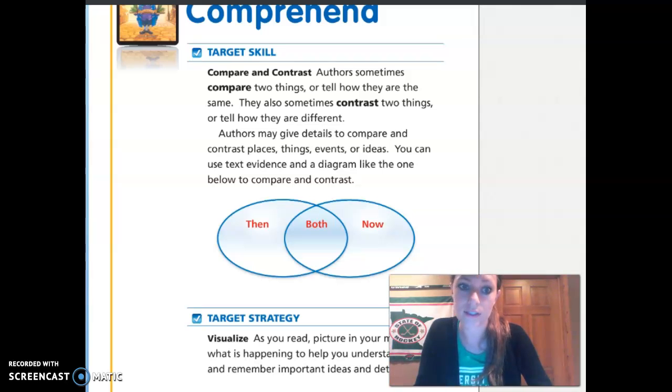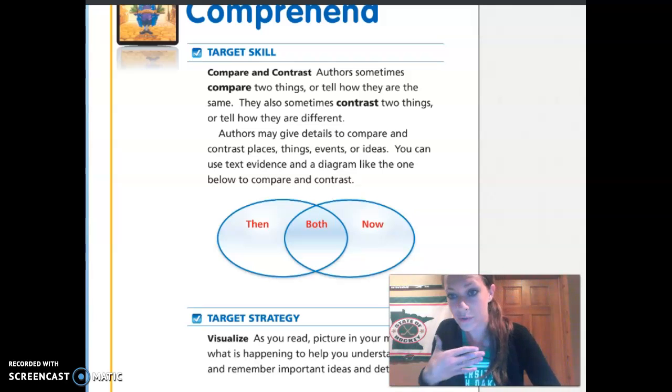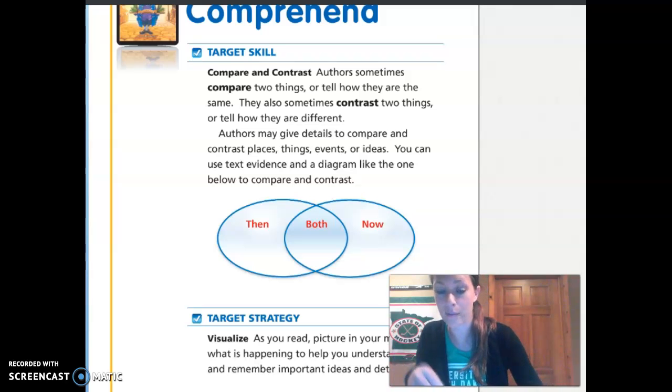and contrast. You can compare and you can contrast characters, you can compare and contrast settings and events. And you can also compare how events from the past are connected to today. Hopefully yesterday you thought about what events from the past are connected to events that are happening today.